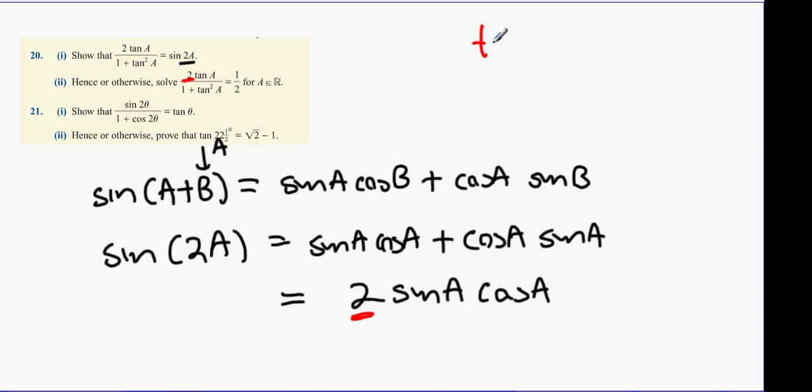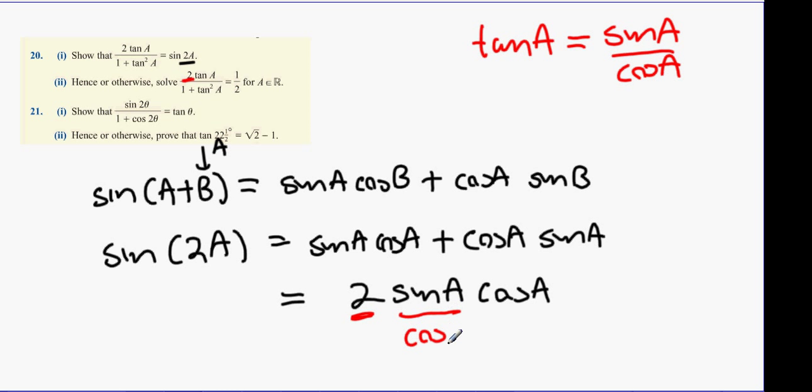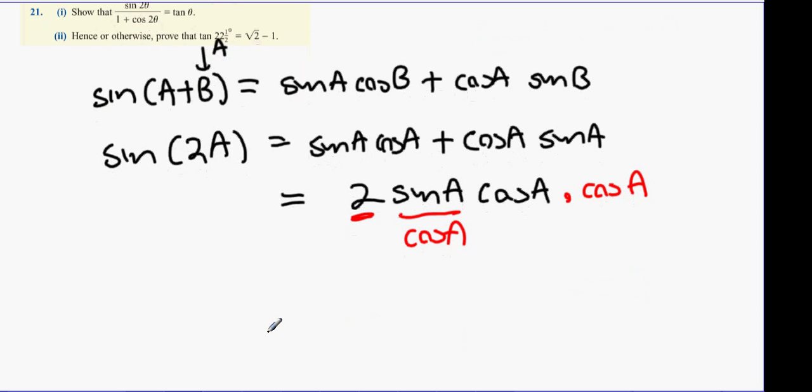I know that tan A is sine A over cos A. So I'm going to put cos A underneath. If I put a cos A underneath, I also must put a cos A on top. Is that right? So what I'm next going to get is this: I'm going to get 2, and this now turns into tan A, and now I'm left with cos squared A. Okay? So I'm at this point now, 2 tan A, cos squared A.